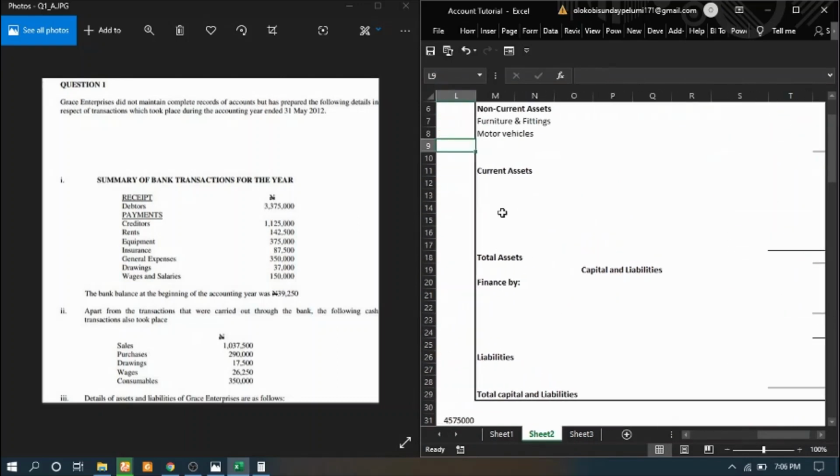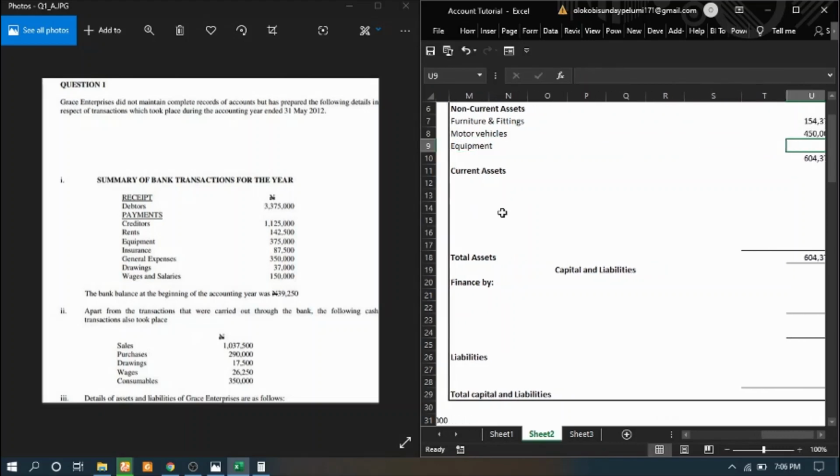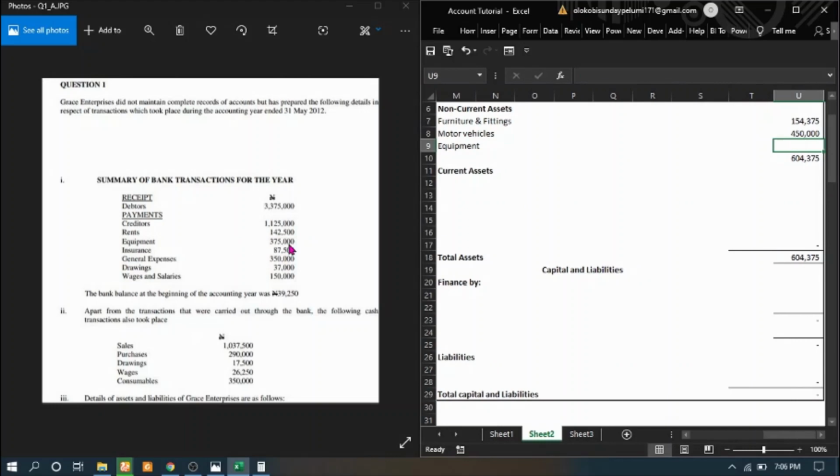Now here we also have a non-current asset, which is equipment that was bought during the period. Do not forget, equipment was bought with cash from bank. So 375,000. That is the value. That is the cost, and it has not been depreciated at all. This is the total fixed asset.